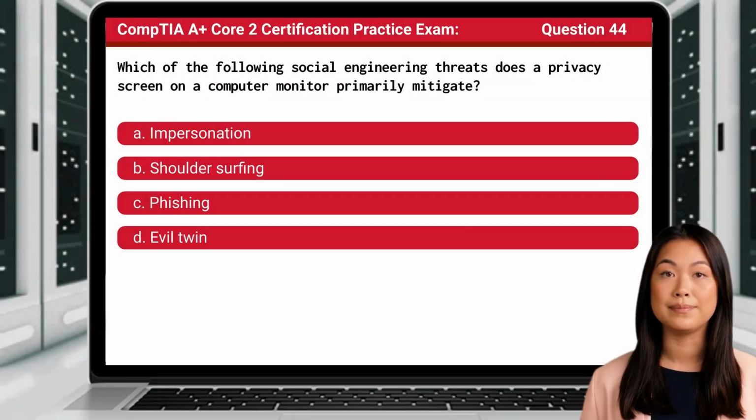Question 44. Which of the following social engineering threats does a privacy screen on a computer monitor primarily mitigate?